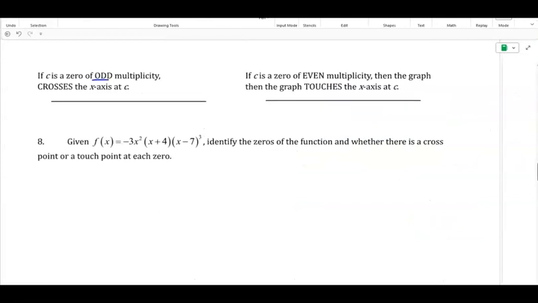When the multiplicity is odd, the graph will cross through the x-axis, and when the multiplicity is even, the graph will simply only touch the x-axis.